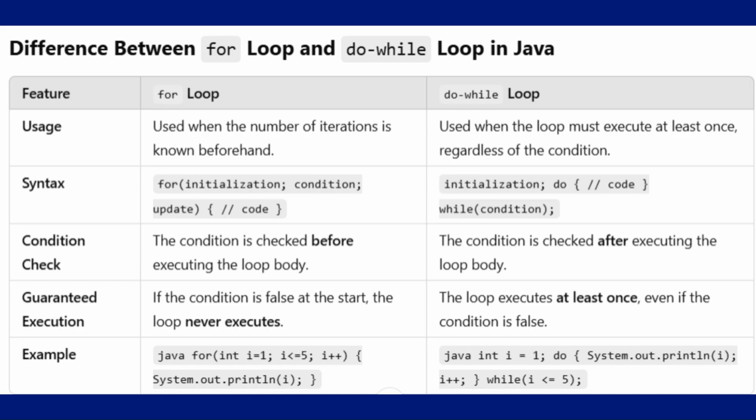Now, let's understand the difference between a for loop and a do while loop in Java. A for loop is used when we know in advance how many times we want to run the loop. It has three parts: initialization, condition, and update, all written in a single line. The condition is checked before the loop body executes, so if the condition is false at the start, the loop will never run. On the other hand, a do while loop guarantees that the loop body executes at least once, even if the condition is false. The initialization happens before the do block, and the condition is checked after the loop executes. Pause the video and note all these differences.